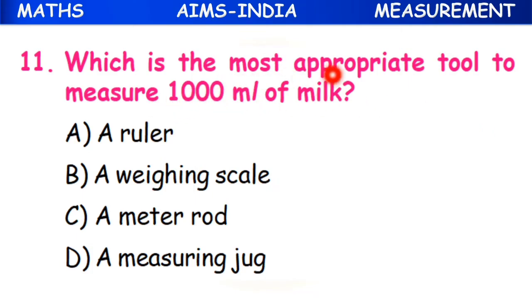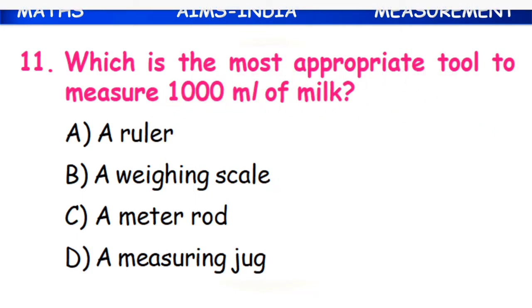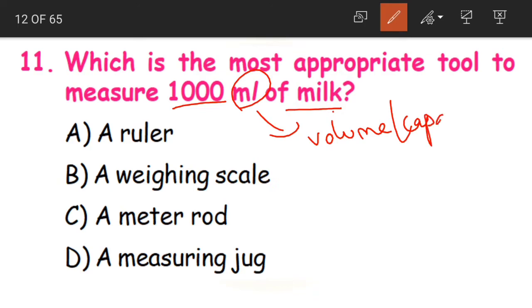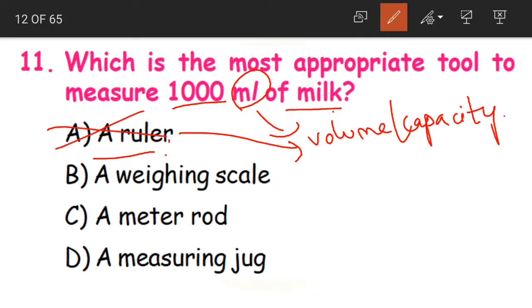Question 11. Which is the most appropriate tool to measure 1000 milliliters of milk? Now again, 1000 milliliters of milk. Milliliters means here we are talking about volume or the capacity. If you look at the options, we have option A, a ruler. Is a ruler used to measure the volume or capacity? No, it is used to measure the length. So option A becomes wrong.